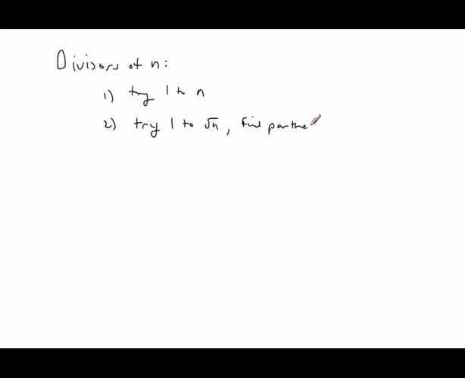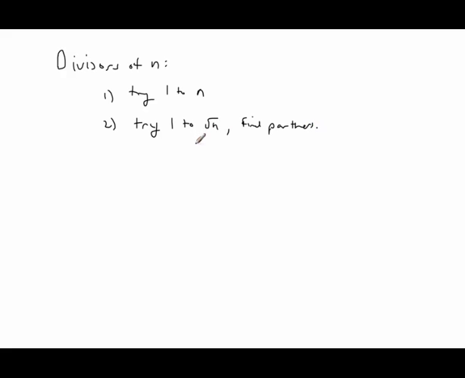Okay, so in the previous section, we saw that there were two methods. There was the brute force method for finding the divisors of n, and that was to try the numbers from 1 to n. That was method 1. And then the second method was to try from 1 to root n, and then find partners. All right. So we said that the second method was better, but really the question is how much better.